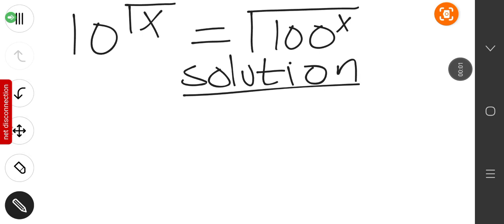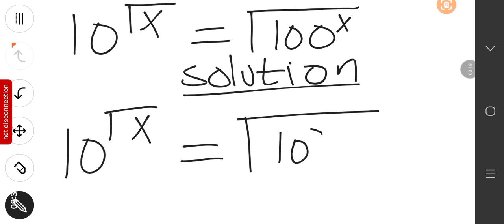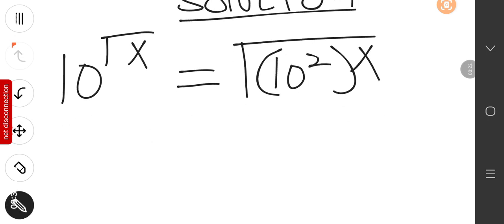Back to the class. So we have 10 exponent the square root of x equals the square root of 100 exponent x. So our equation becomes 10 exponent the square root of x equals the square root of... Now we can convert 100 to 10 exponent 2.